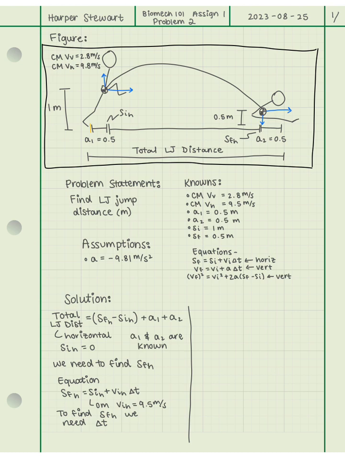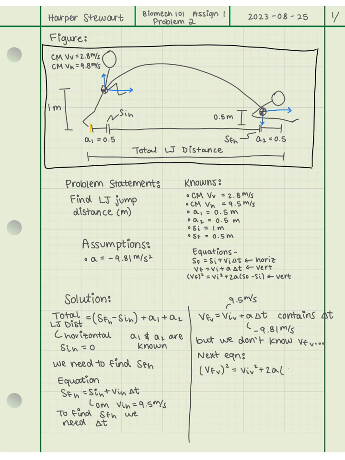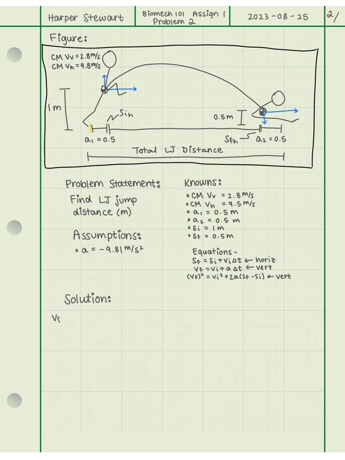So looking at our other equation, we have the final vertical velocity equals the initial vertical velocity plus the acceleration times the change in time. And we know the initial vertical velocity, and we also know the acceleration due to gravity, but we don't know what the final vertical velocity is equal to. So then we need to go to one more equation where we know everything except for what the final vertical velocity is going to be equal to.